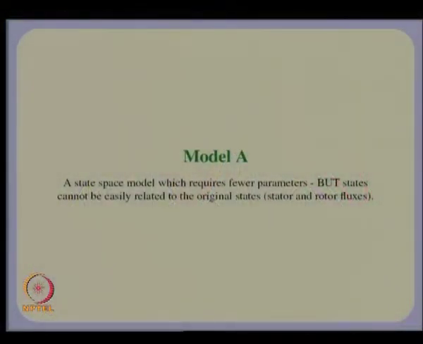Suppose I have got the standard parameters. So, let us just go through model A. Model A is a state space model which requires fewer parameters. In fact, it will directly use the standard parameters, but the states cannot be easily related to the original stator and rotor fluxes. So, remember that model A, model 1, model 2 will have the same transfer function, okay, but the main crux of what I was trying to say is that we try to take out a state space model which uses the standard parameters in some way.